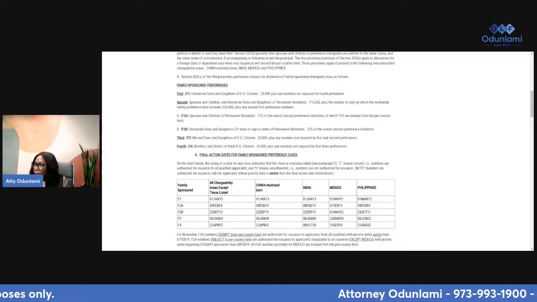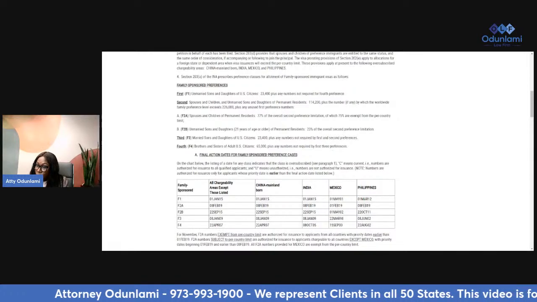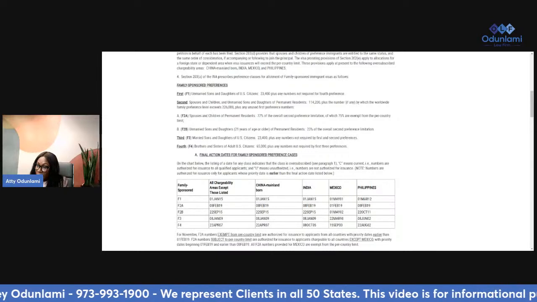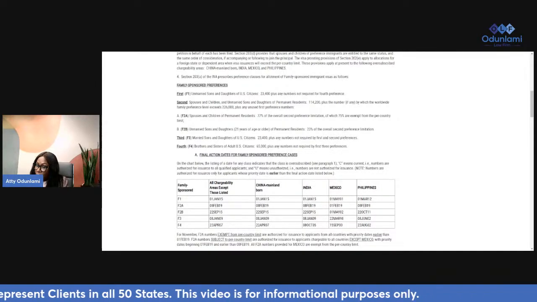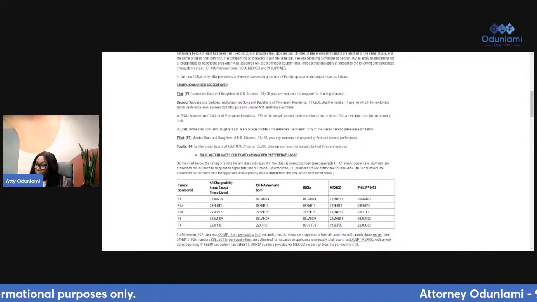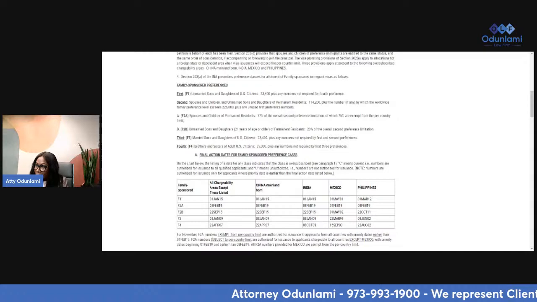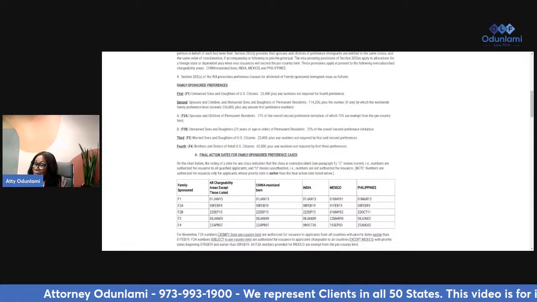And immediate relatives are a spouse of a U.S. citizen, a child of a U.S. citizen who's under the age of 21, and a parent of a U.S. citizen, where the U.S. citizen child is 21 and over. So those are immediate relatives. They always have a visa available, and that means that you don't have to wait until your priority date is current.